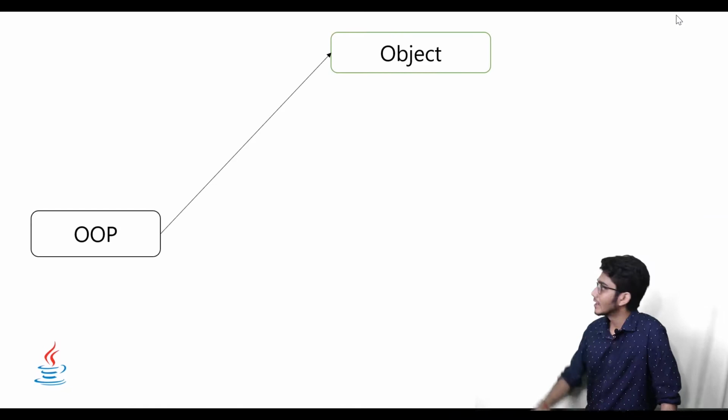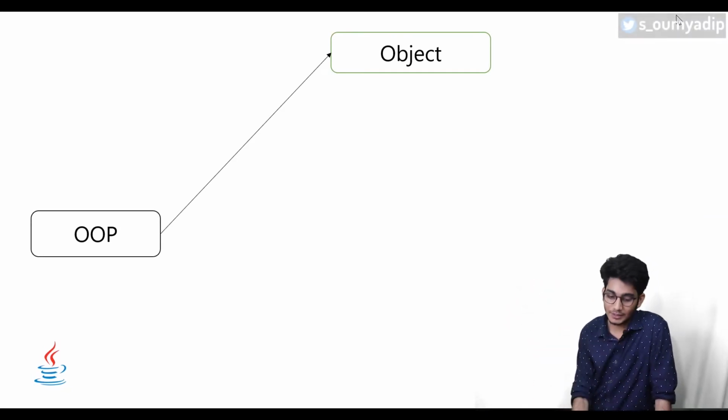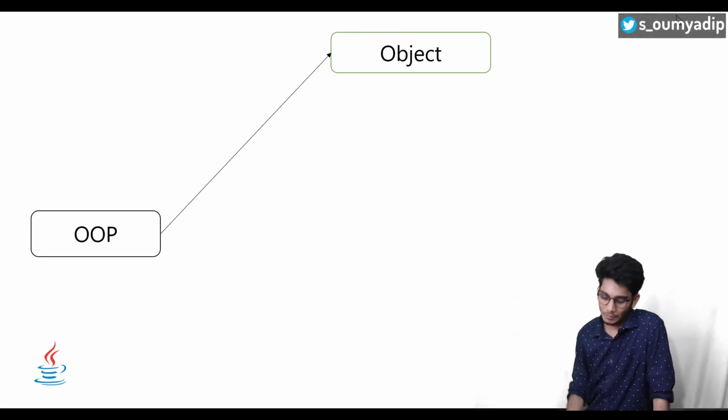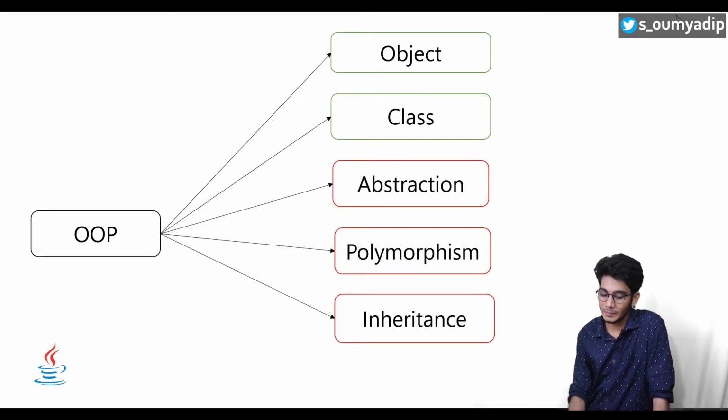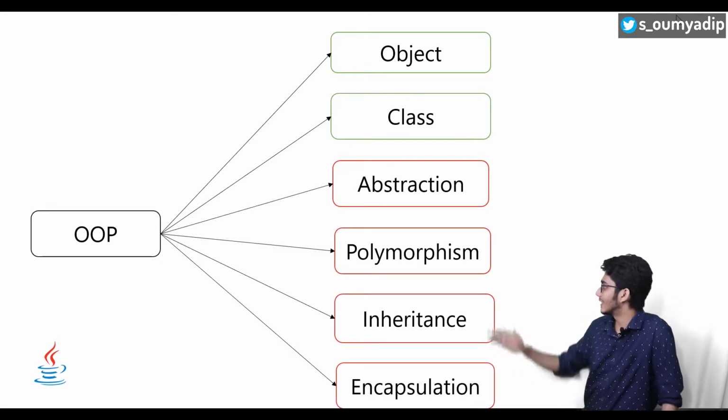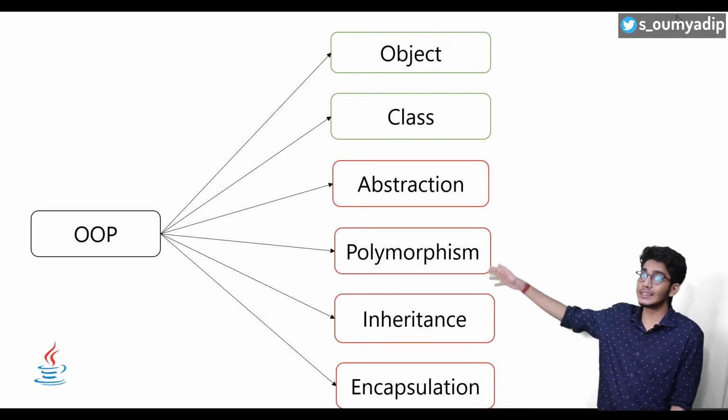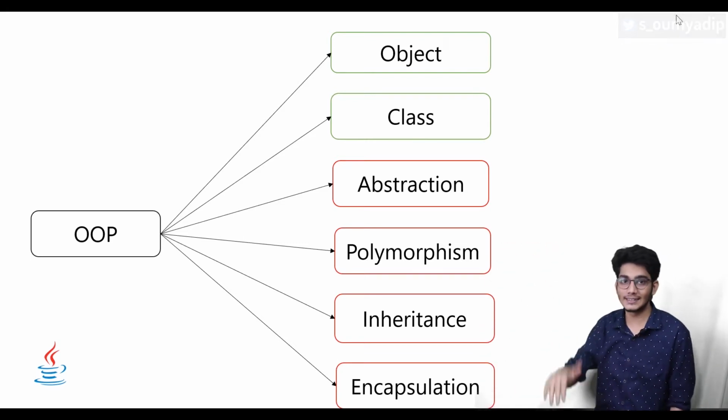So I hope what is object-oriented programming, why do we need object-oriented programming, and what are the purpose of using object-oriented programming is clear to you. In object-oriented programming, we need some steps to process our data. So what are those steps? As you can see in my screen, object-oriented programming has 6 parts. What are those? First thing is object, second thing is class, third thing is abstraction, fourth thing is polymorphism, fifth thing is inheritance, and the last thing is encapsulation. We'll discuss about everything in this series.